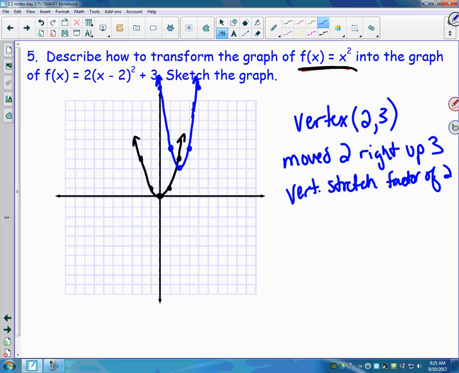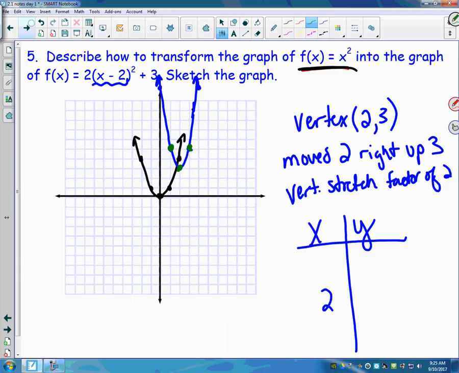Worst case scenario here, you can make an XY chart. And if you are making an XY chart, start with what makes that go to 0. So start with 2, because 2 makes that parenthesis go to 0, and pick one on either side of it, and you will get these 3 points, okay? But I hope that you don't have to make an XY chart every time. So you can see that having the vertex form is helpful.